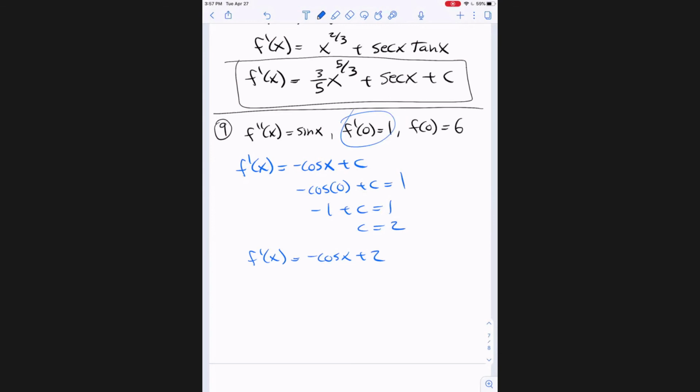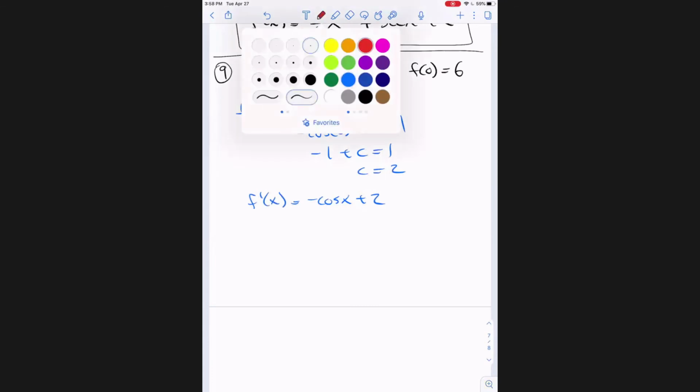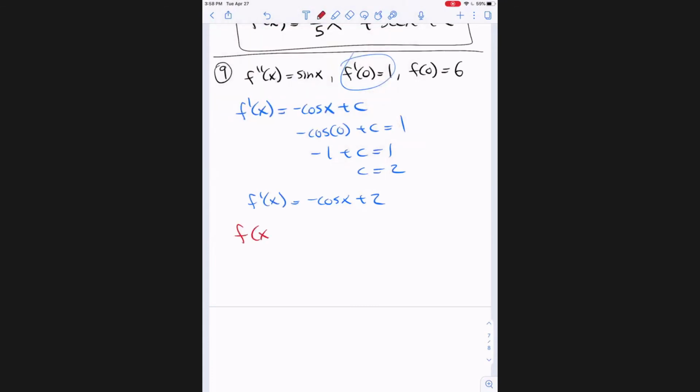Now we're going to go 1 more step back to the original function. I'll do that in red. So f of x is going to be, what's the antiderivative of negative cosine? Negative sine. Because the derivative of sine is cosine, so the derivative of negative sine is negative cosine. Plus 2x plus a constant, which I'll call d, because c is already equal to 2 in this problem.